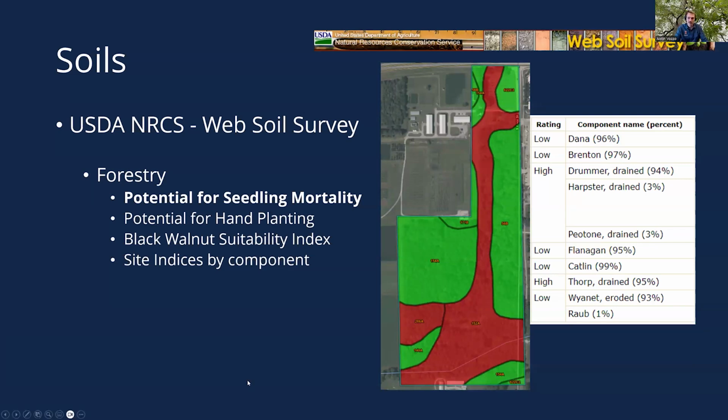When I pulled up the site indices for this plot, it gave me ideas of white oak and red oak and various other species and how well they might perform on this site or not because of those soils.